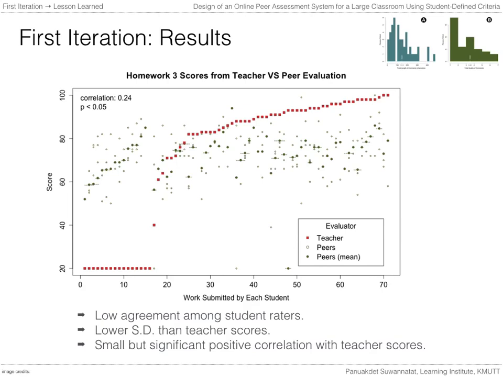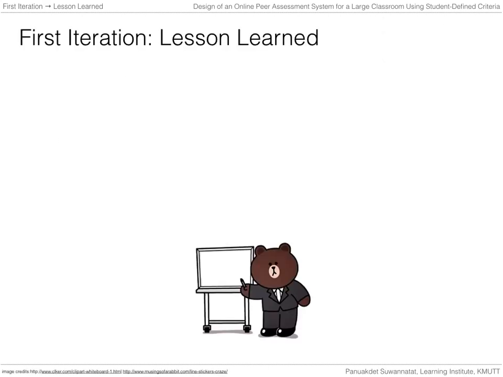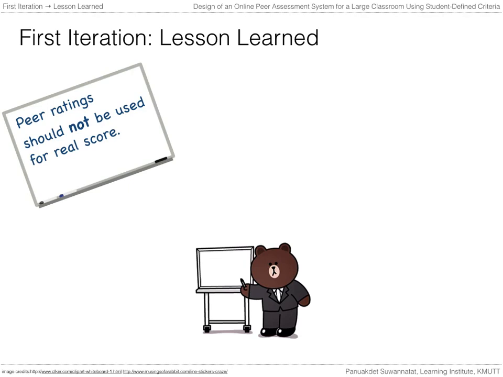That means the students are afraid to give their friends too high or too low a score. They don't want to hurt their friends' feelings. At the same time, they don't want the means to be too high, otherwise it might hurt their grade. So from all this, we have learned some lessons. The first lesson we learned, or the brown bear has learned, is that the scores from peers should not be used for the real final grade of the student.